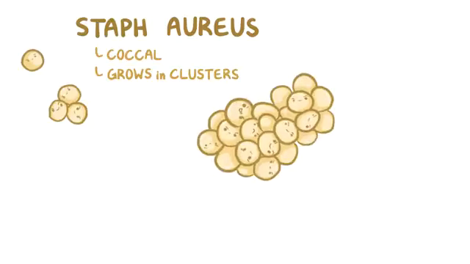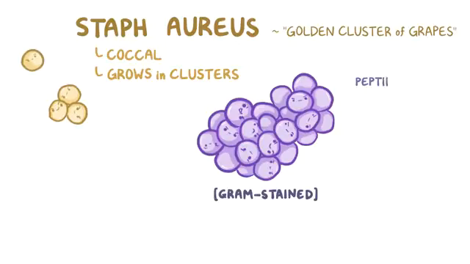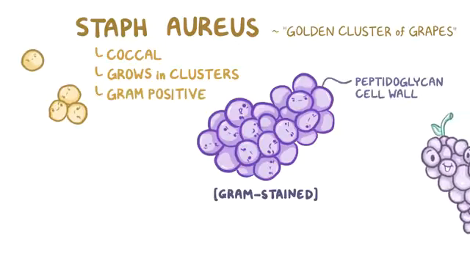Staphylococcus aureus, sometimes just called Staph aureus, is coccal, or round in shape, and grows in clusters. In fact, its name, broken down, means golden cluster of grapes. It sort of starts making sense if you look at it under a microscope. It tends to grow in sticky clusters, and it stains purple when gram-stained due to its peptidoglycan cell wall. So it's gram-positive and it resembles grapes.